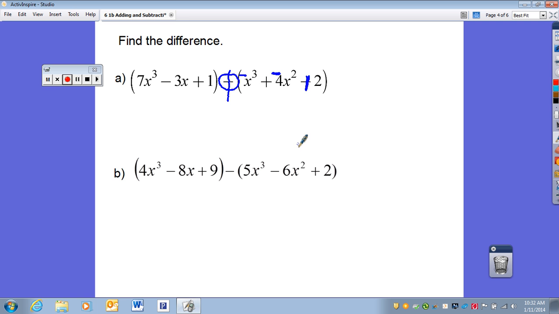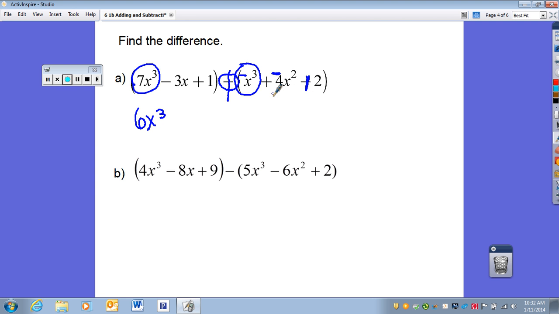Now this example will be exactly the same as the previous slide. The first thing we'll do is find our largest exponent, which is to the third power, and I want to add those two terms together. 7x cubed minus 1x cubed would be 6x cubed.